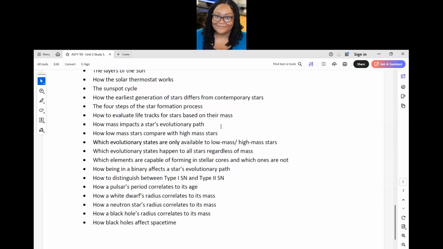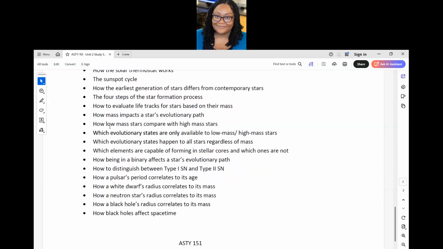We know that before a star leaves the main sequence, the steps of the evolutionary path are very similar, but moving off of the main sequence, now the process that applies to stars that are above 8 solar masses is distinctly different from the one that applies to stars below. How low mass stars compare with high mass stars.